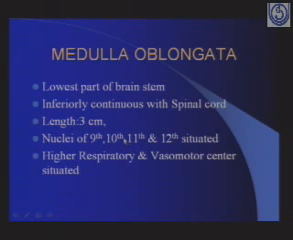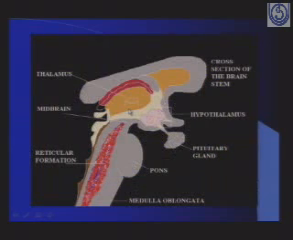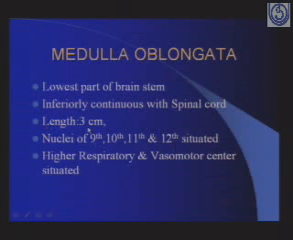The next part is your medulla oblongata. It is the lowest part of the brainstem. It is inferiorly continuous with the spinal cord. If you see here, this is the pons, this is the medulla oblongata. The length is about 3 cm. The nuclei of the 9th, 10th, 11th and 12th cranial nerves are situated here. There are 12 cranial nerves; we will discuss all these things. The 9th, 10th, 11th and 12th cranial nerve nuclei are situated in the medulla oblongata.